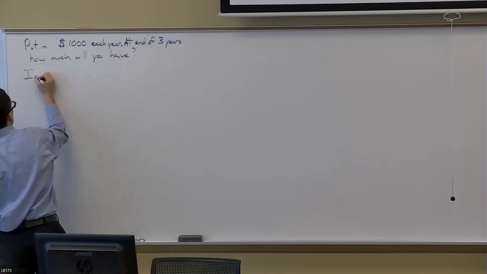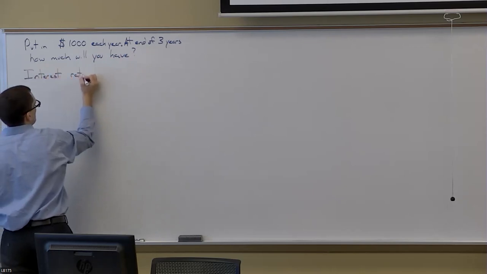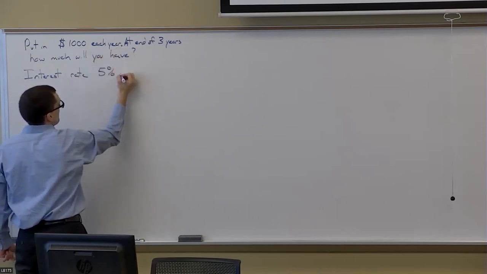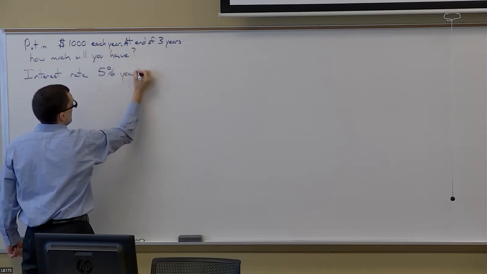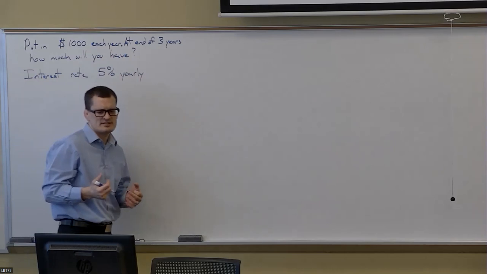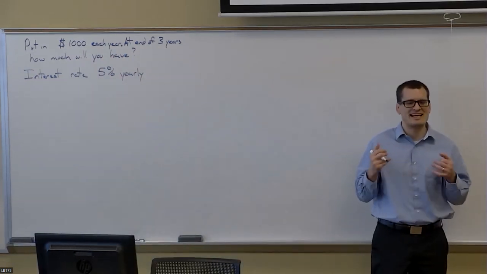And again, the interest rate is 5%. Since we're doing this each year, we're going to be compounding yearly. All right. Now, this is a little bit awkward because the way it's phrased, we're putting in the $1,000 at the end of each year.